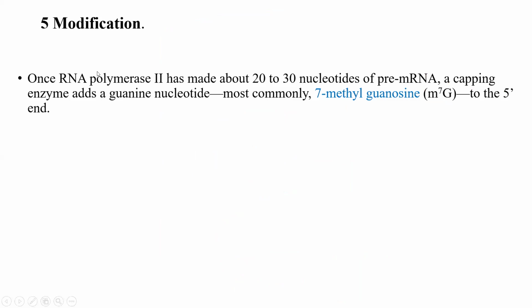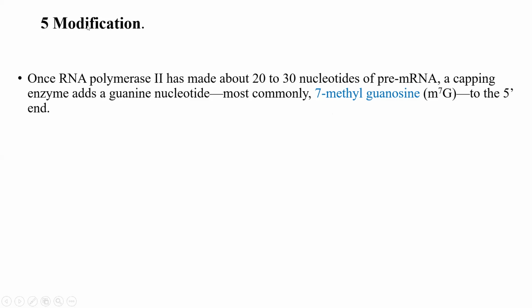In one of the previous lectures, we have seen that eukaryotes have 3 RNA polymerases, and it's the RNA polymerase 2 that carries out the transcription for the protein coding genes and synthesizes mRNAs. So once RNA polymerase 2 has started with the transcription and has made about 20 to 30 nucleotides of the pre-mRNA, a capping enzyme adds guanine nucleotide, most commonly 7-methylguanosine, to the 5' end.